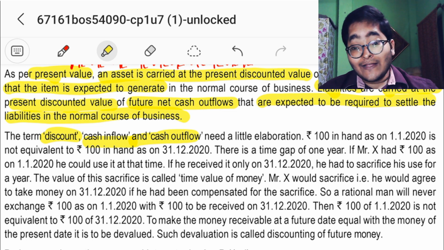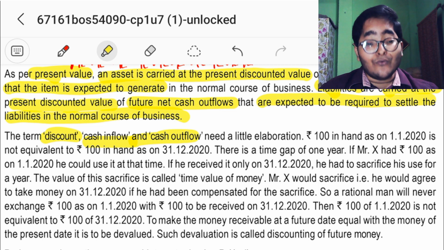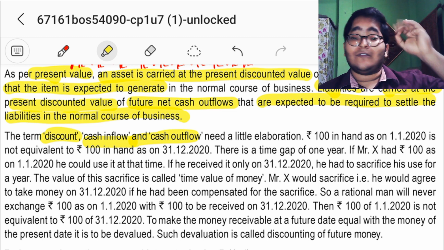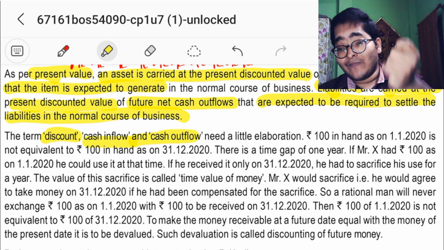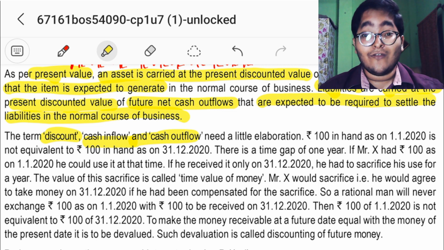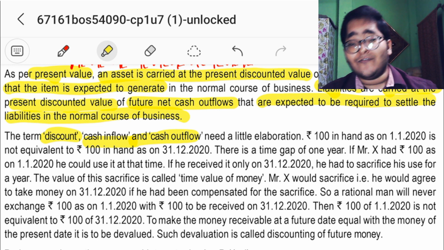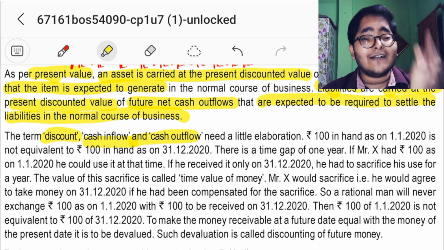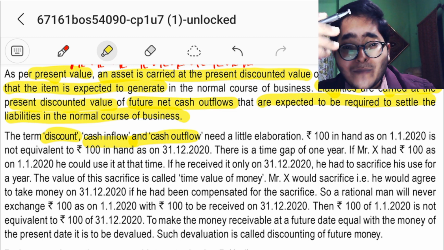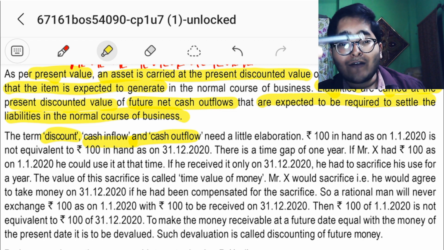So, ₹100 in hand as on 1st January 2020 is not equivalent to ₹100 in hand as on 31st December 2020. 31st December 2020 में एक 100 रुपीज नोट का जो वैल्यू है उस नोट का वैल्यू 1st जनवरी 2020 में जितना था उतना नहीं रहेगा, घट जाएगा. क्यों? हम लोगों को पता है कि इंडिया में 6% का इन्फ्लेशन होता है, इसीलिए 100 रुपीज का वैल्यू हर साल 6% से घट जाता है. इसीलिए एक 100 रुपीज का नोट 1st जनवरी 2020 में जितना परचेजिंग पावर रहेगा उसका 31st दिसंबर 2020 में परचेजिंग पावर घट जाएगा.